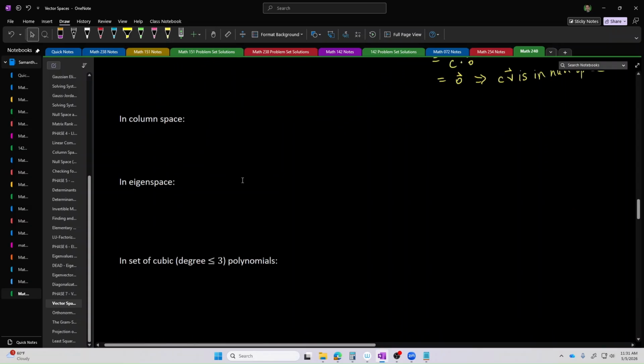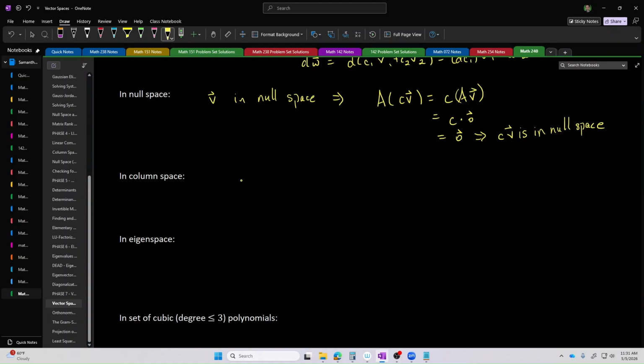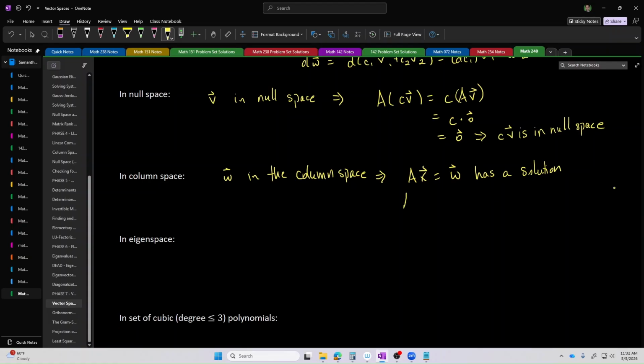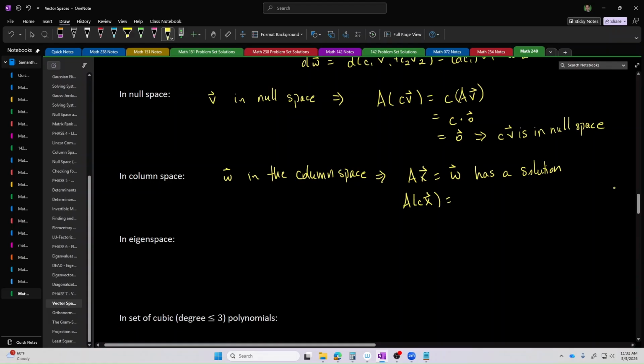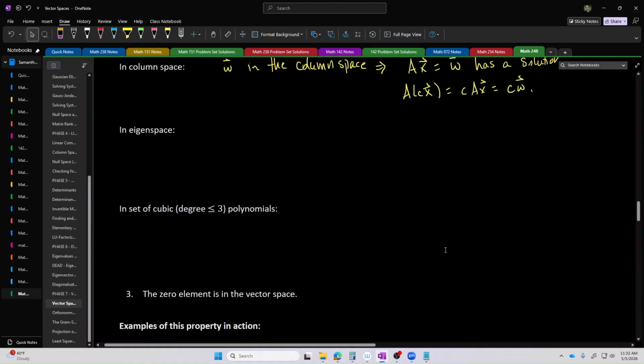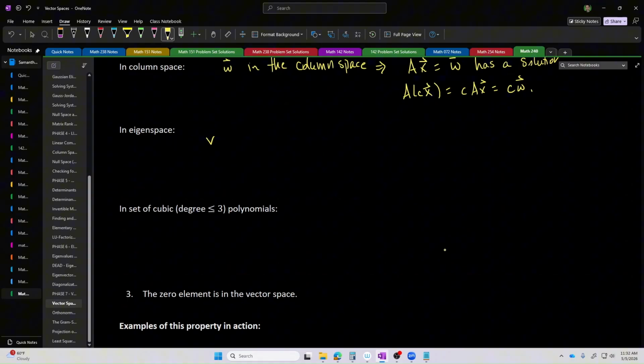Same thing is true for column space. Column space satisfies this property that if you have a W in the column space, meaning that A is capable of producing this vector, it's possible to produce this vector W by applying the matrix A to some vector X in the domain. If I wanted then to produce the vector c times W, all I would have to do is input c times X. So column space is closed under scaling, and likewise eigenspaces are closed under scaling.